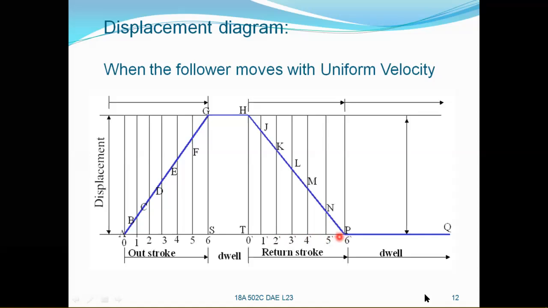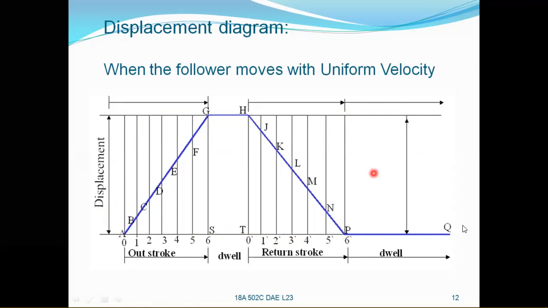Or otherwise you can mark in return, it is 6 dash, 5 dash, 4 dash, 3 dash, 2 dash and 1 dash, 0 dash. You can mark like this. And then draw vertical projectors after completion of a rectangle having displacement ordinate and angular displacement of the cam and y-axis.